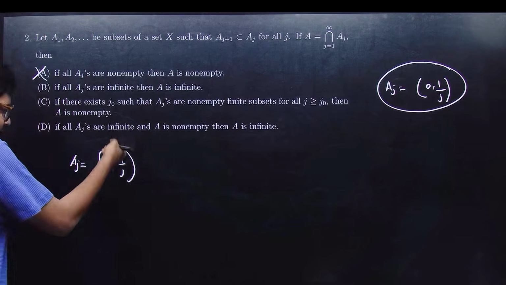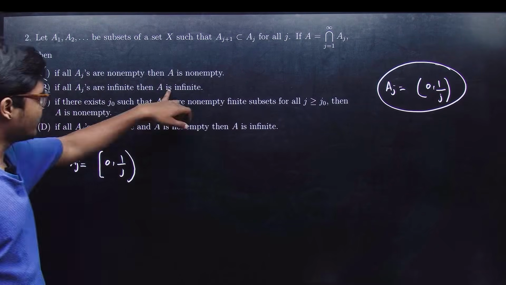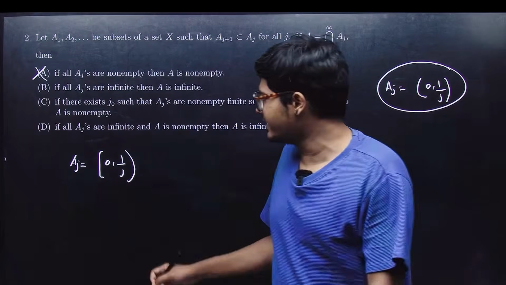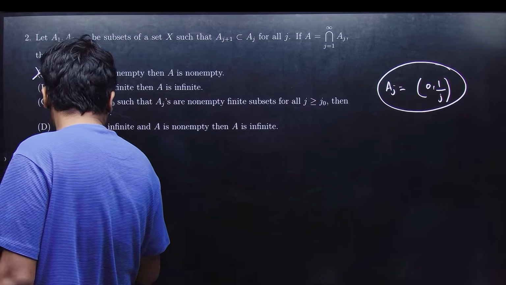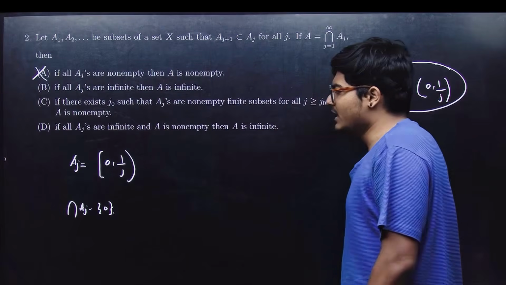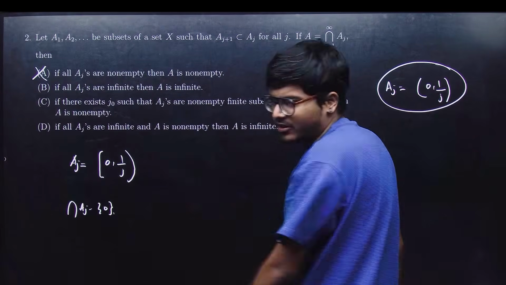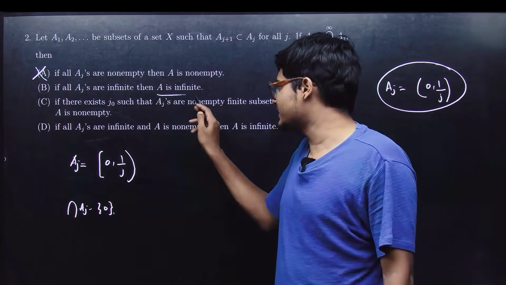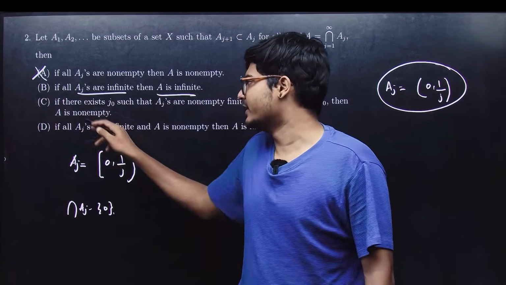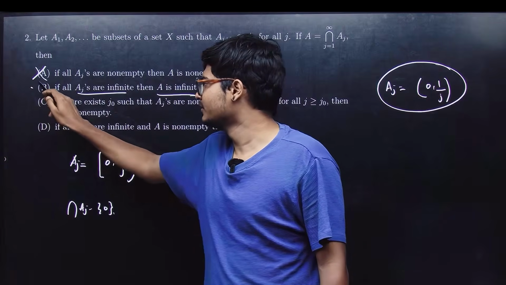So when I take the intersection of all these sets, what am I going to get? Now capital A is going to look like just a singleton {0}, right? So here the intersection of the A_j is going to be the singleton {0}. Obviously these sets are all infinite, right? Between any two real numbers, we know there are infinitely many real numbers. So A is not infinite even though all the A_j are infinite, right? So option B is incorrect again, okay?